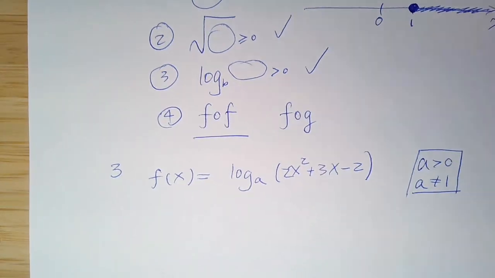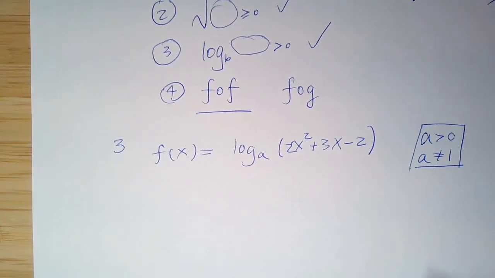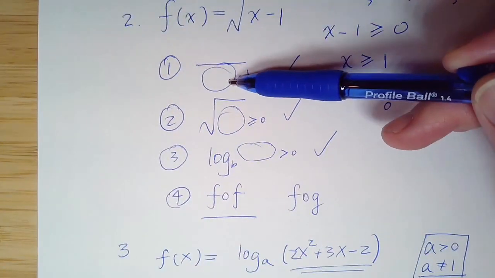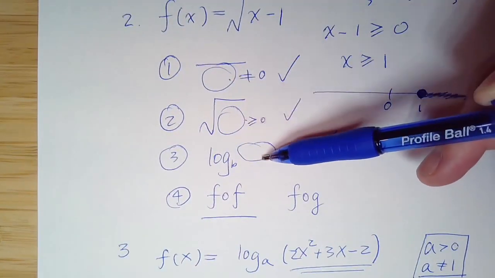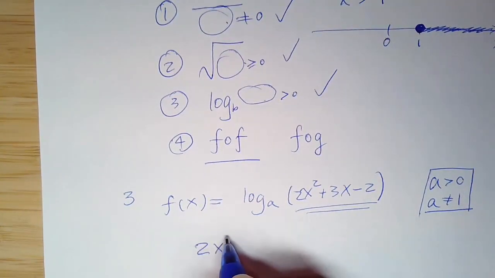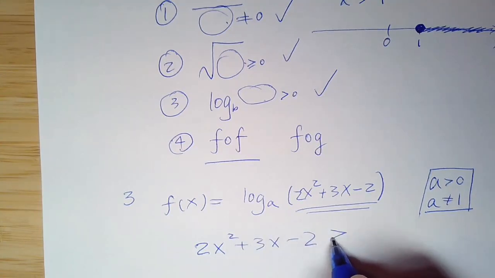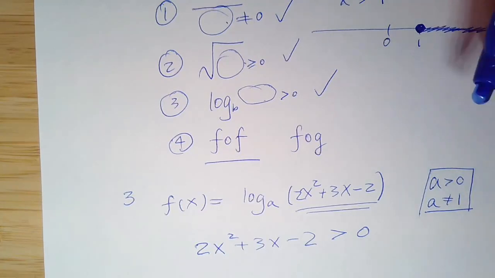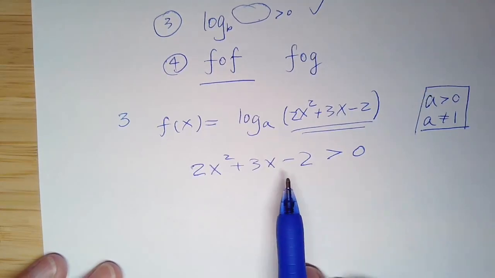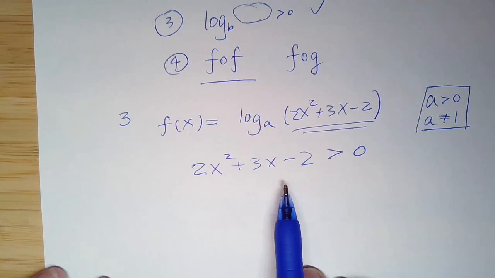Okay, so if I ask you to tell me what the domain is, you need to worry about, see, that's not in the denominator, it's not in the square root, and it's a log. So we're going to have 2x squared plus 3x minus 2 greater than 0. Now the problem will change, right? Now we have to solve this quadratic inequality.